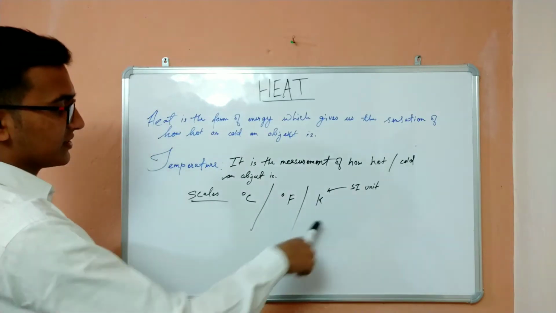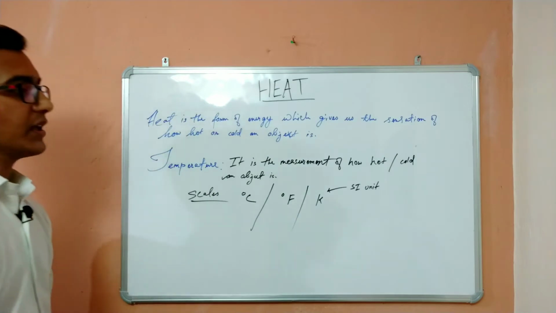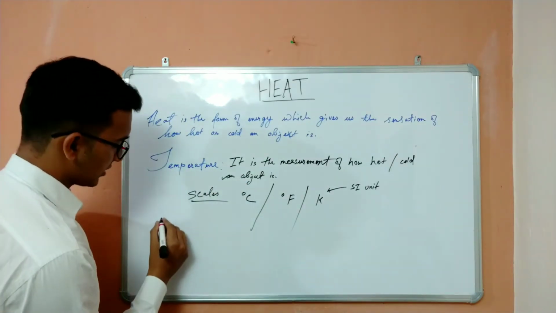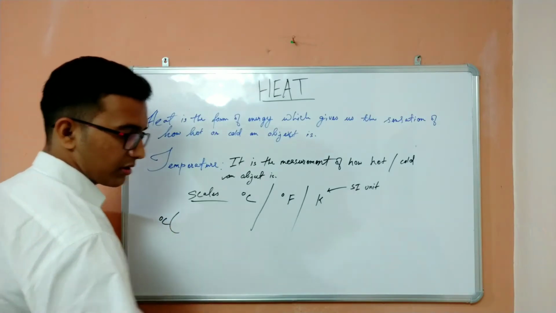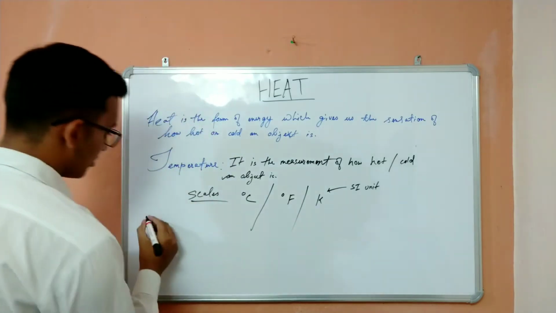Now there are some differences between Celsius, Fahrenheit and Kelvin scales. These are scales to measure temperature. What are those differences? Let us learn about it. Degree Celsius, I am writing in bracket, or let's write the Celsius itself. So Celsius.